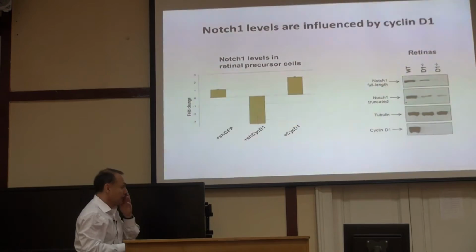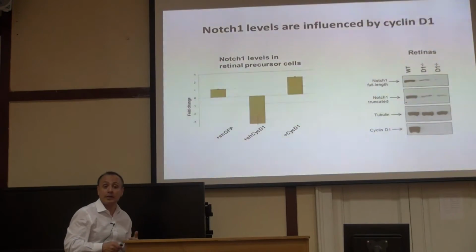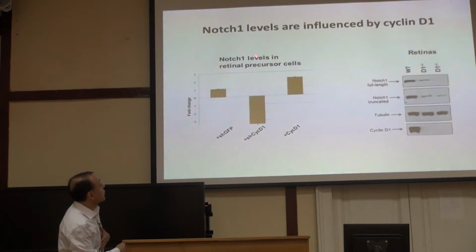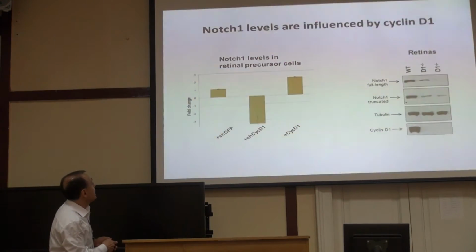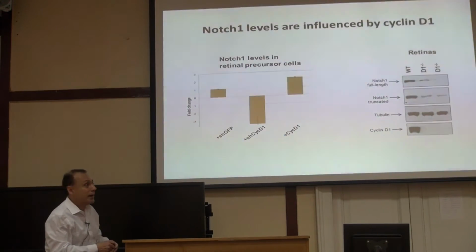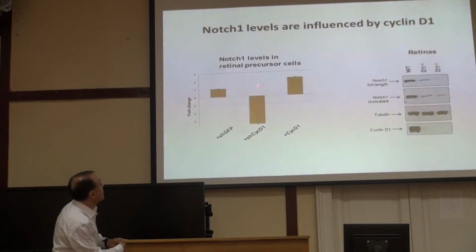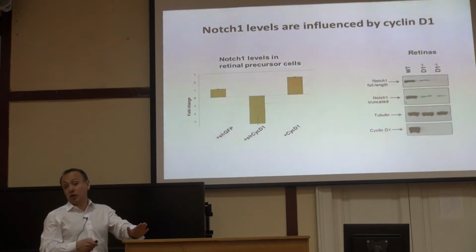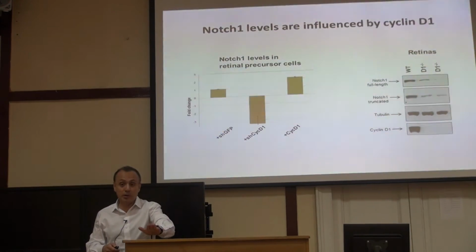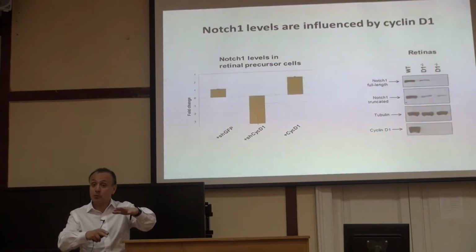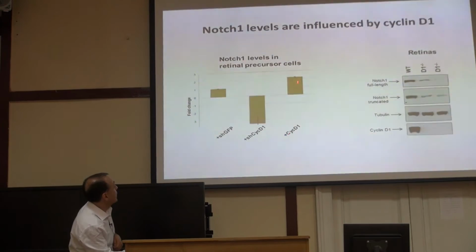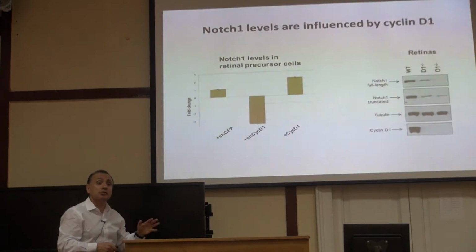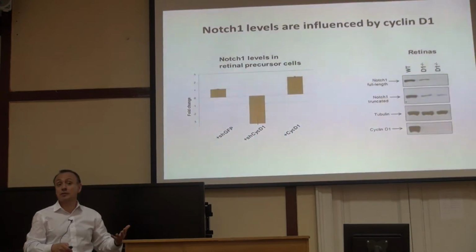But this is all correlation in the retinas. So now we are going to take the retinal progenitor cell line, and we are going to knock down cyclin D1, and now you can see that the level of Notch goes down. So not only in the knockout retinas is Notch lower, but if you take the cell line and you deplete cyclin D1, Notch goes down. And when you overexpress cyclin D1, the Notch levels go up. So this is consistent with the notion that cyclin D1 is controlling the level of Notch.